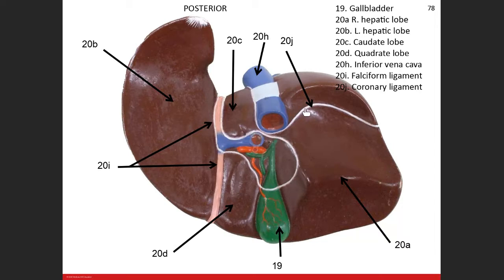And then you've got this ligament over here, we call that the coronary ligament. Coronary means crown, but it always confused me because normally the coronary ligament's on top of something. This one here is on the posterior and inferior portion of the liver. So I don't know where they got that from.